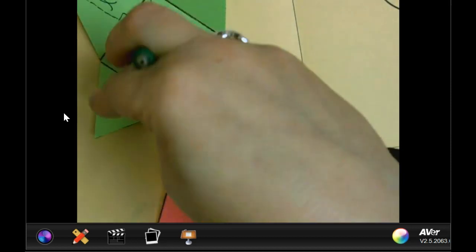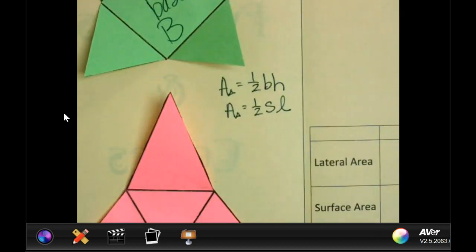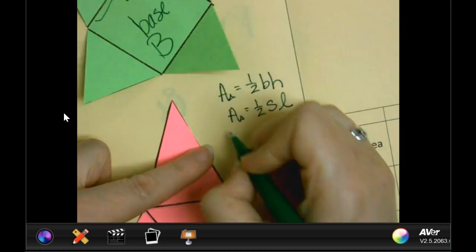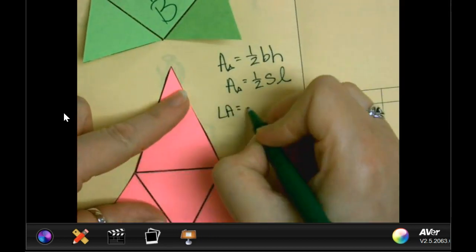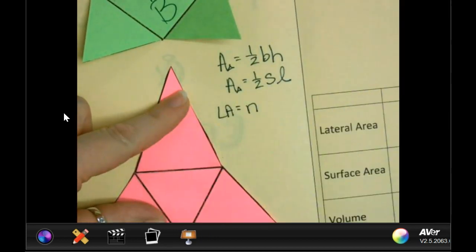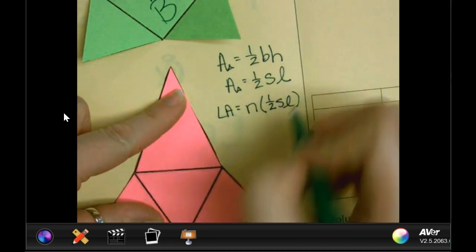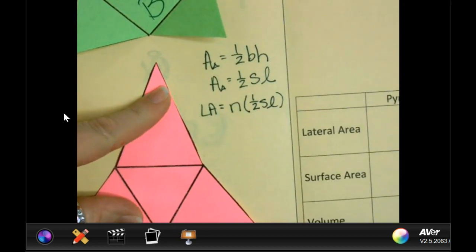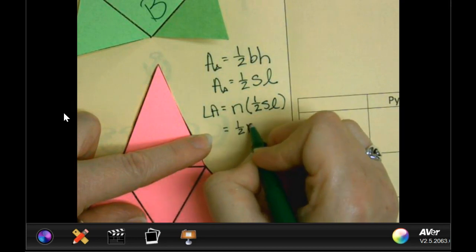In my green one, I have how many? 4. In my pink one, I have how many? 3. If it was a pentagon, how many triangles would I have? 5. Okay, so what do I need to use to generalize it? N. Okay, good, a variable, which we'll use because N represents the number of sides. So my lateral area is N, however many sides it has, times the area of a triangle, which is 1/2 S times L, right? So I'm going to rearrange things, and I'm going to make that 1/2 N times S times L.